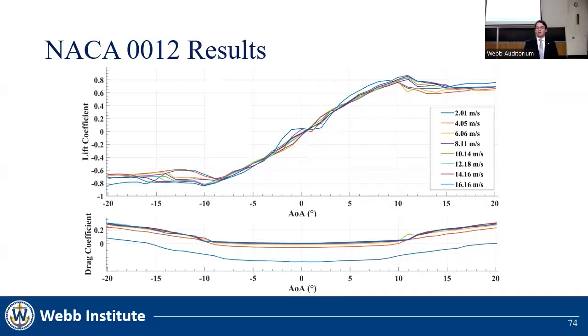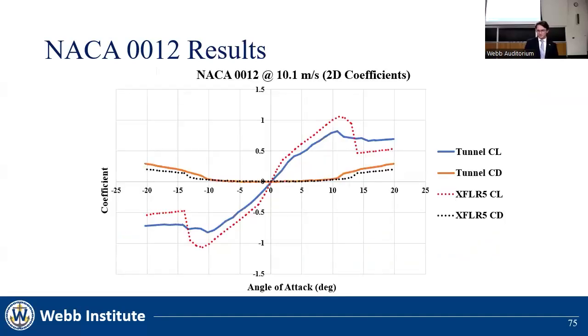The graph here shows the post-processed results of the test. The trends of this data are accurate with the drag bucket, lift slope, and stall angles. Again, we will focus on the 10 meter per second wind speed test. This graph shows the NACA 0012 10 meter per second test compared to XFoil. The dotted lines are the XFoil, and the solid lines are the test data. As you can see, the XFoil is over-predicting the lift coefficient, but the stall angle and drag bucket are accurate. Furthermore, although the magnitude is less similar, the non-linear lift slope pattern matches between the tunnel and the XFoil data.